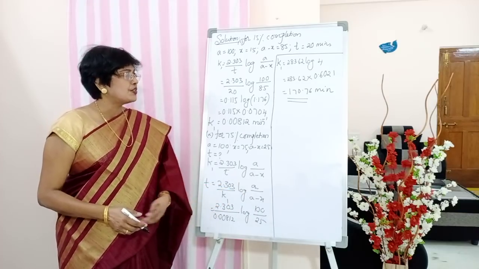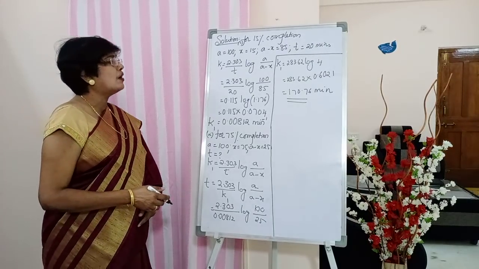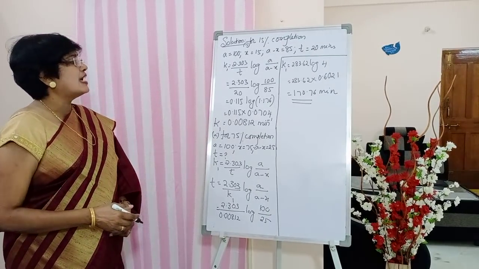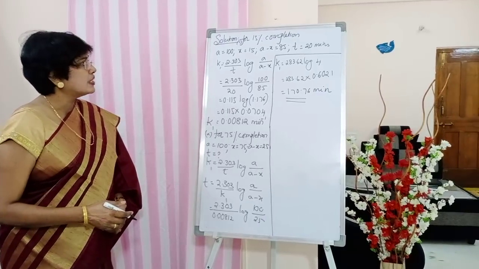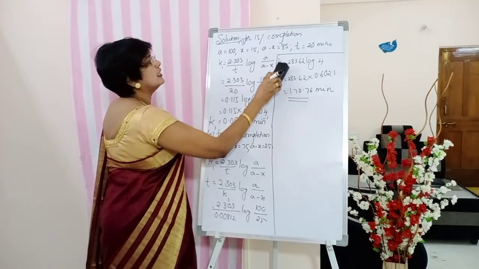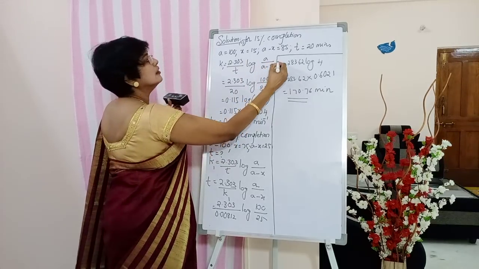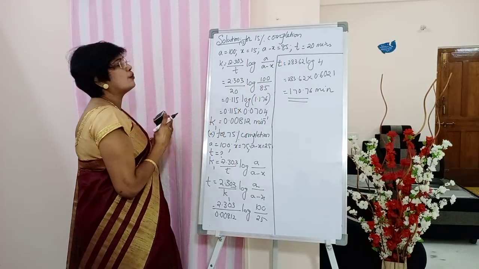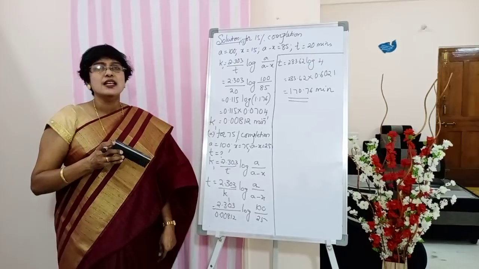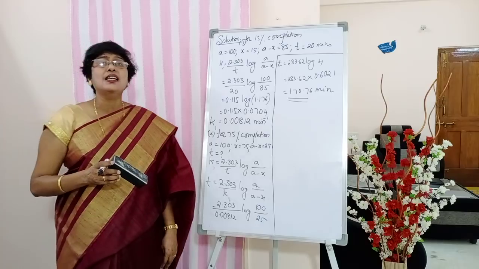Substituting the values, we get 283.62 into log of 4. Multiplying these two values, we get, sorry, it is t. Please write down here, t is equal to 170.76 minutes. So this is the solution for the problem which I gave you as homework.